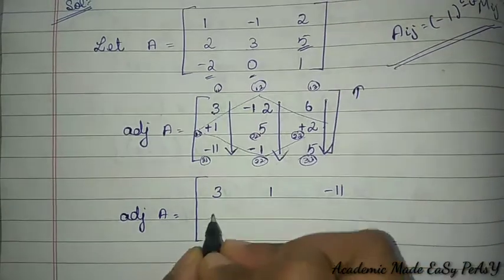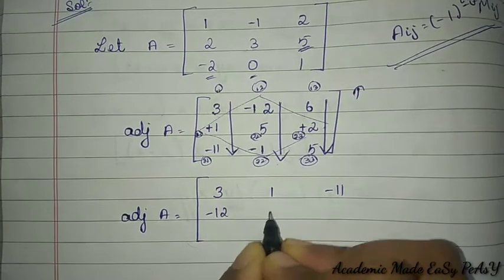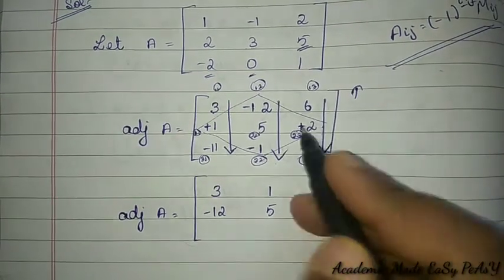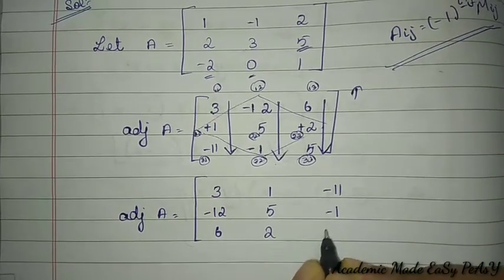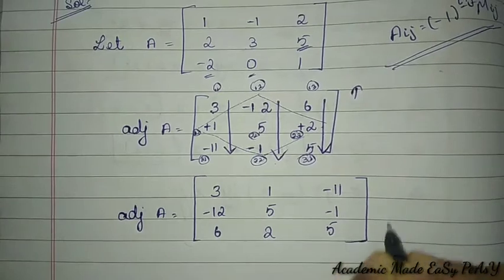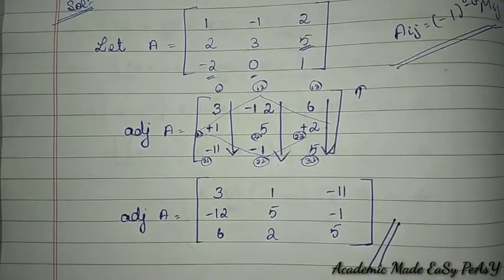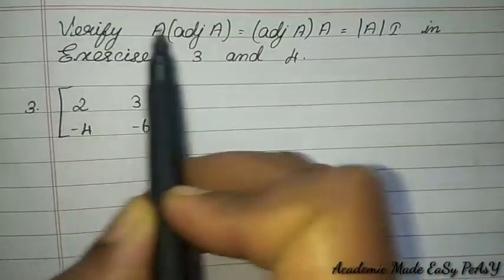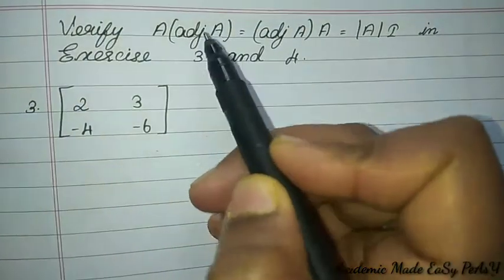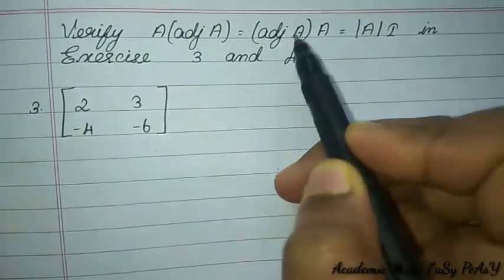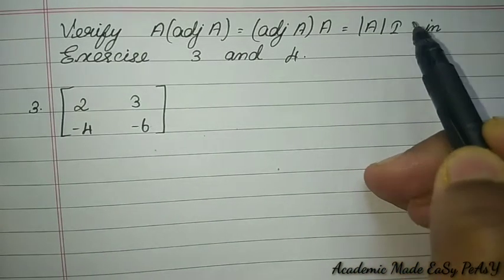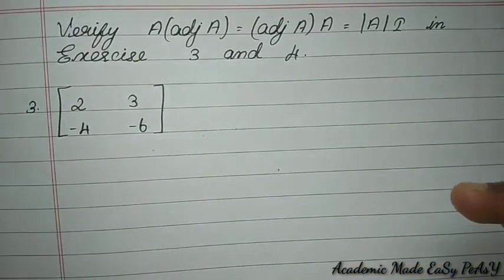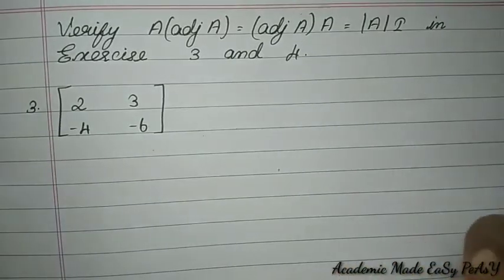Second column to second row: minus 12 5 minus 1. Third column to third row: 6 2 5. So this is the required matrix for adjoint of A. Verify that matrix A into adjoint of A is equal to adjoint of A into matrix A, which is equal to determinant of matrix A into identity matrix, in exercises 3 and 4.